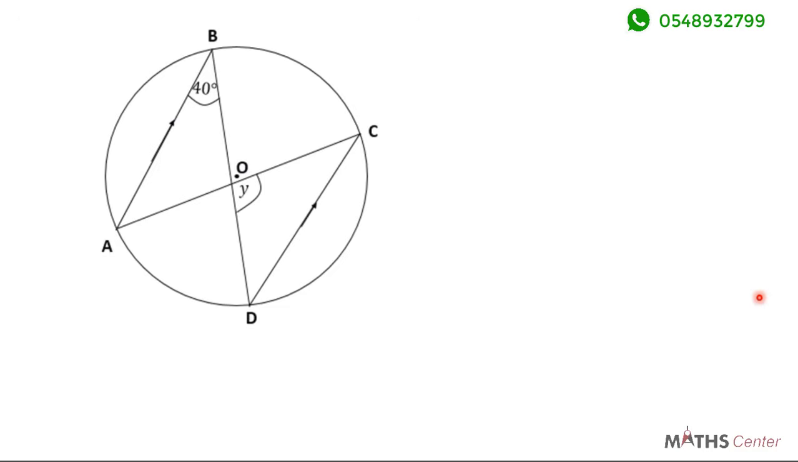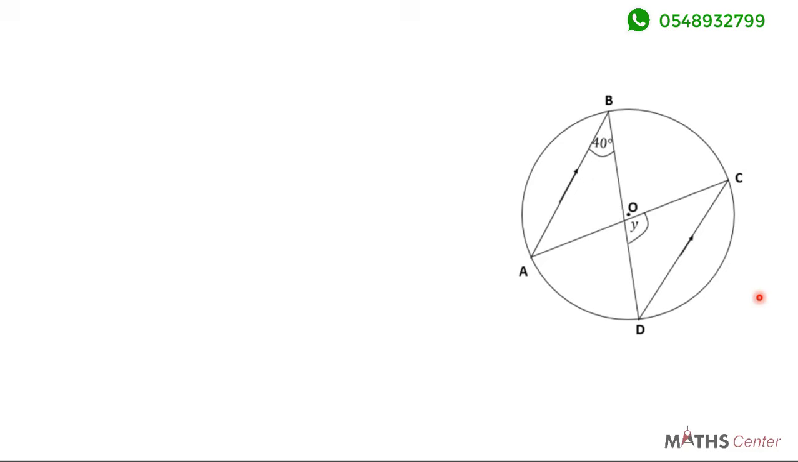Let's consider the next diagram. With this diagram here, we are supposed to find the value of y. Now, O is the center, but you can see that the line AC is not passing through O. It means that AC is not the diameter. In the same way, line BD is also not passing through the center, so it means that line BD is not the diameter. So we can't use the properties of diameter here.